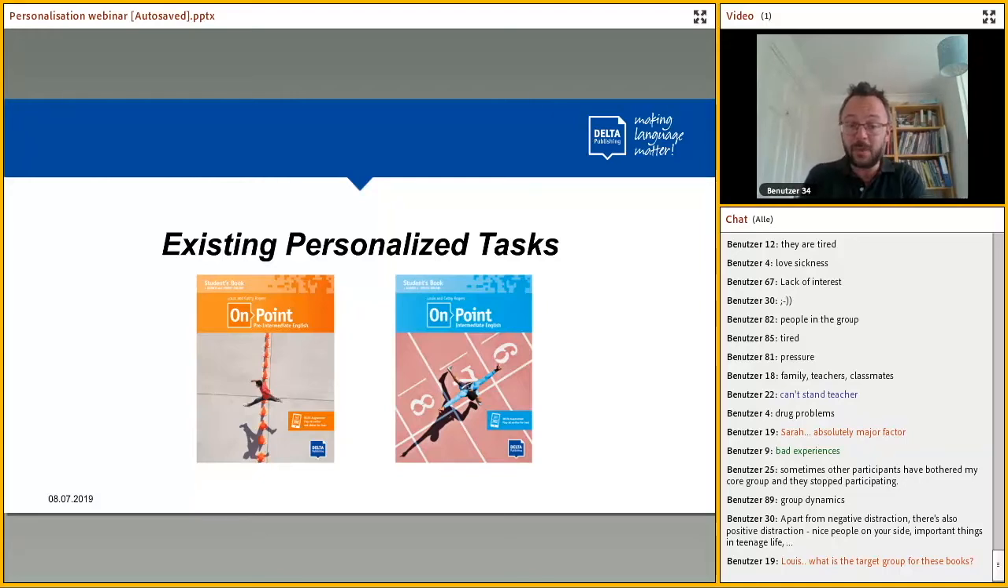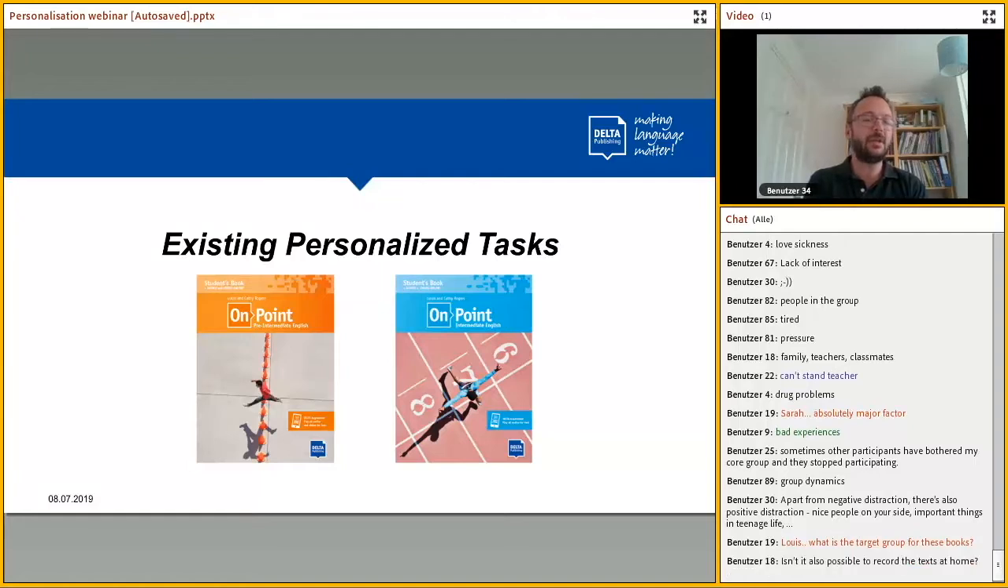Sorry, question in there. What's the target group for these books? Young adults and adults, I would say. You wouldn't really probably use them with anyone of school age, possibly in the last year or two. But it's definitely not aimed at younger adults.